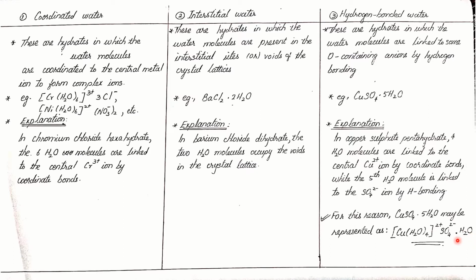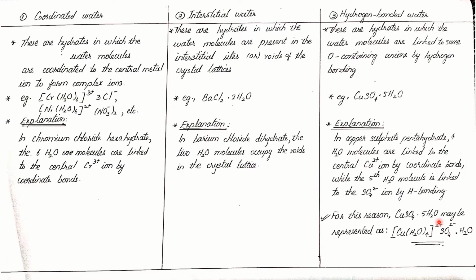Now, you may get a question like this. How many hydrogen bonded water molecules are associated in copper sulfate pentahydrate? So, how many water molecules are associated by hydrogen bonding in the case of copper sulfate pentahydrate? Only one water molecule is associated to the anion by hydrogen bonding in copper sulfate pentahydrate.